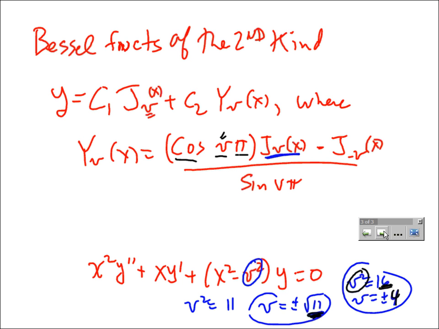For example, if v is 2, you should know what the cosine of 2 pi is. It's 1. Plug in the value for v into the J sub negative v formula, and then divide by the sine of whatever v times pi is. If v is 11, then it's the sine of 11 pi.